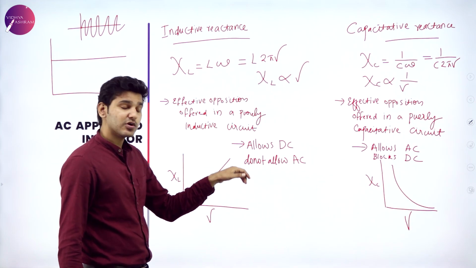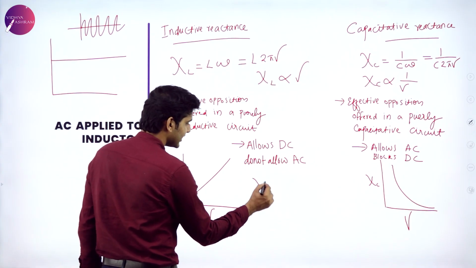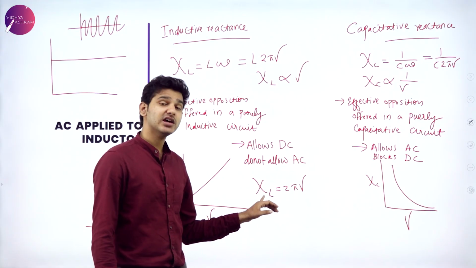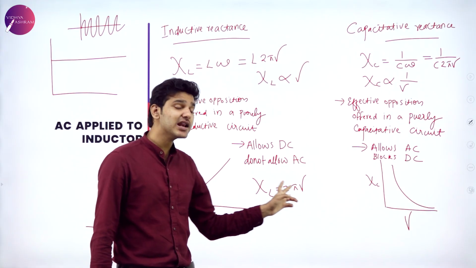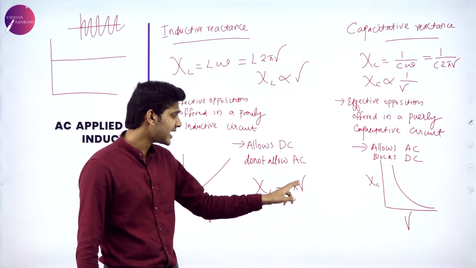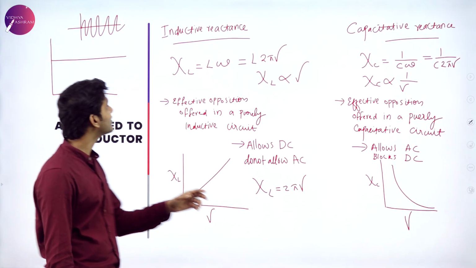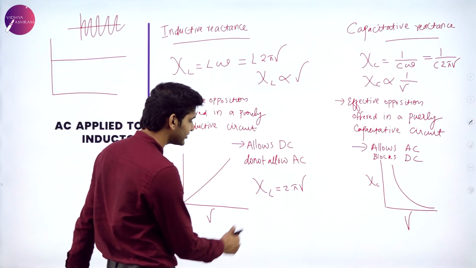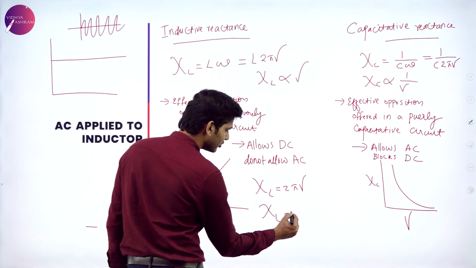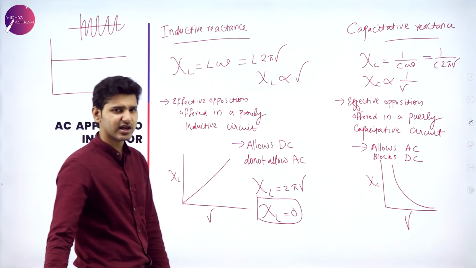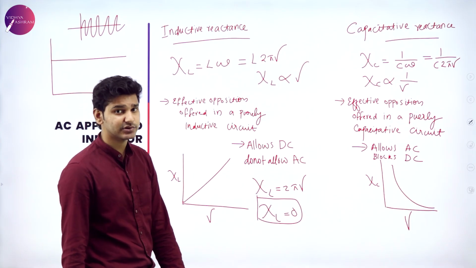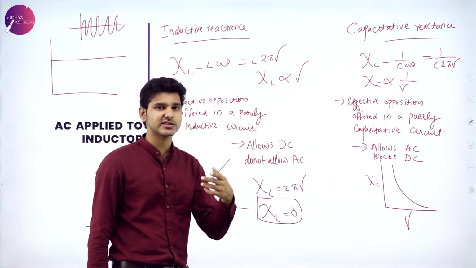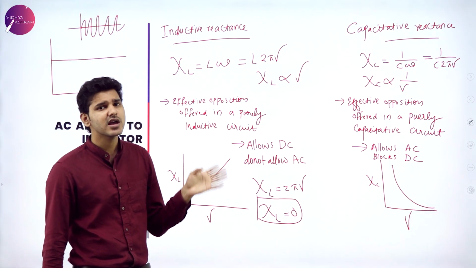Here the inductive circuit only allows DC because X_L is equal to 2 pi mu L, which simply means that here mu, the frequency, is 0. There is no frequency, there is no change. So if mu is 0, this opposition is actually equal to 0. There is no resistance. Hence, DC current can easily pass through. If AC current is applied, then as frequency increases, opposition also increases, which in definition means that AC is not allowed to pass through.